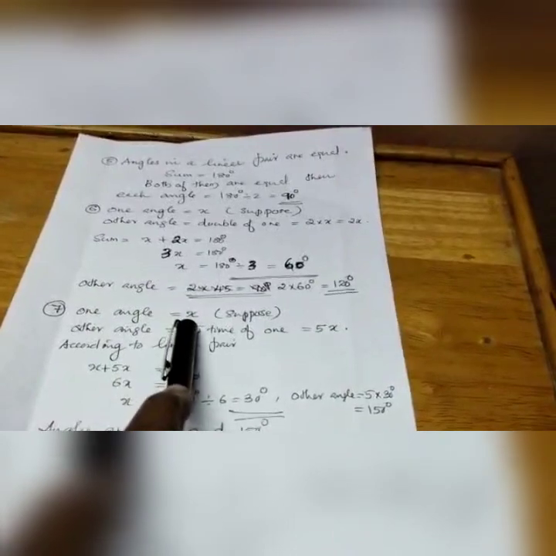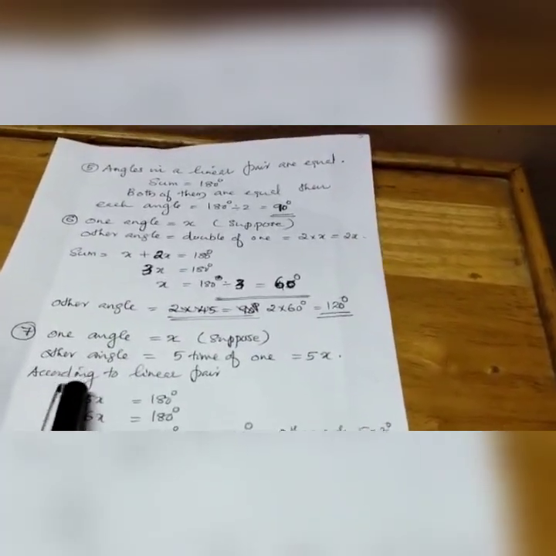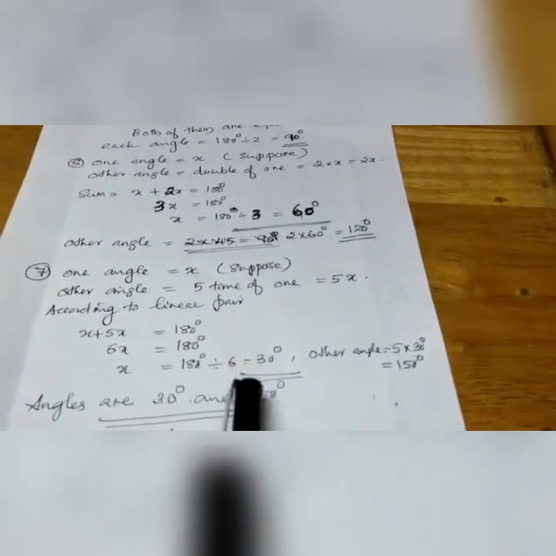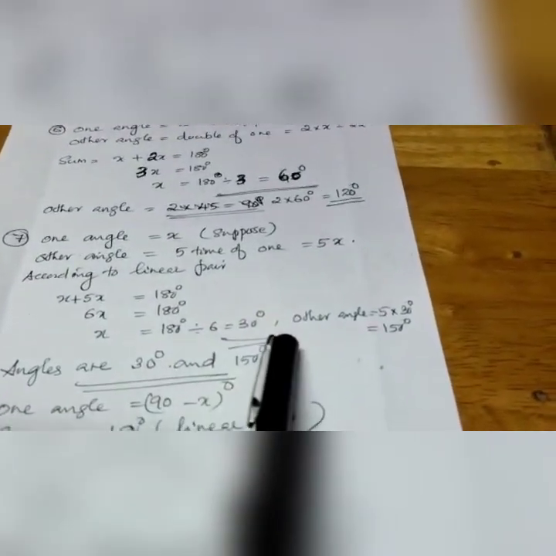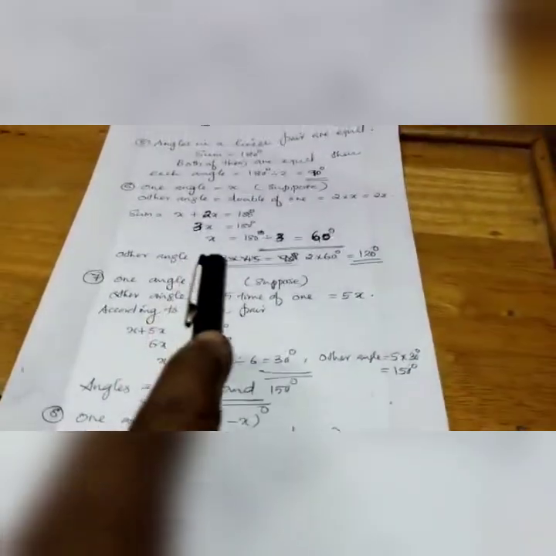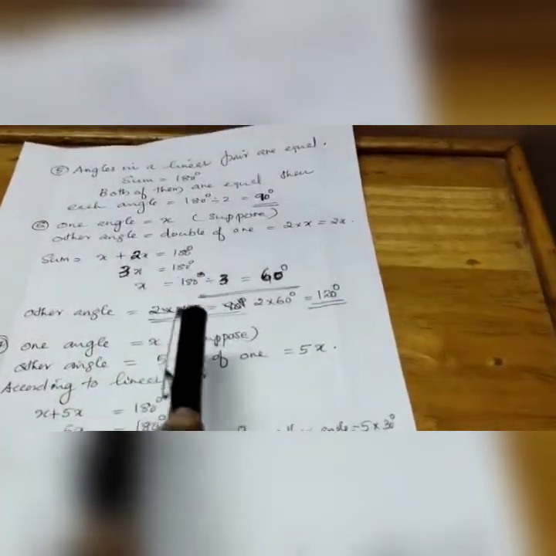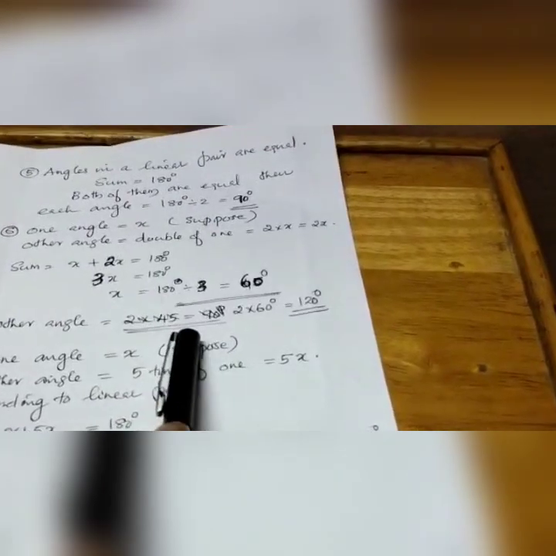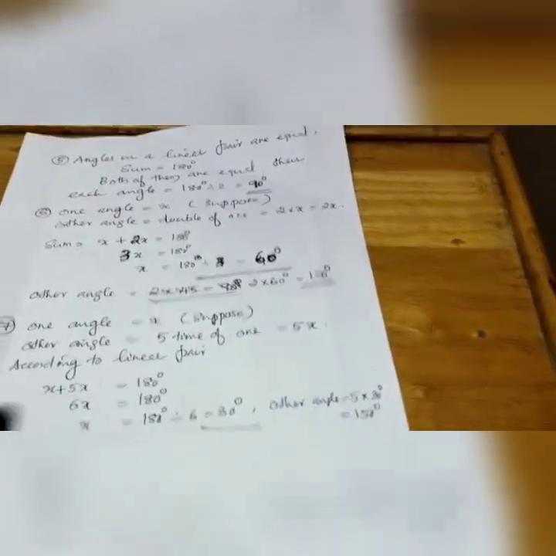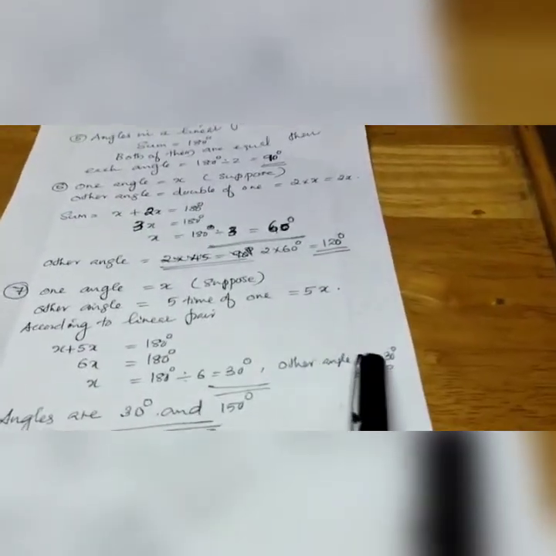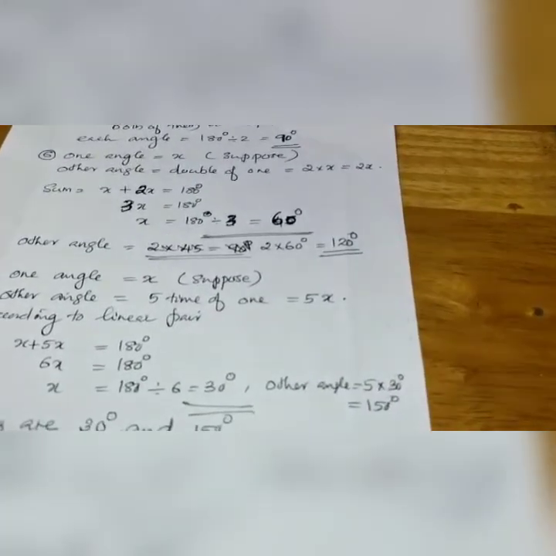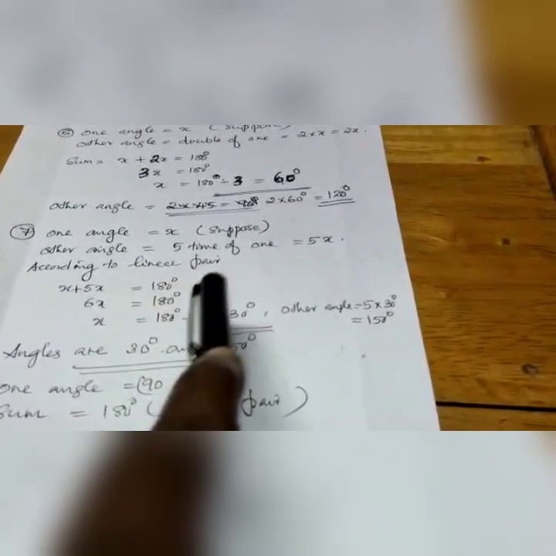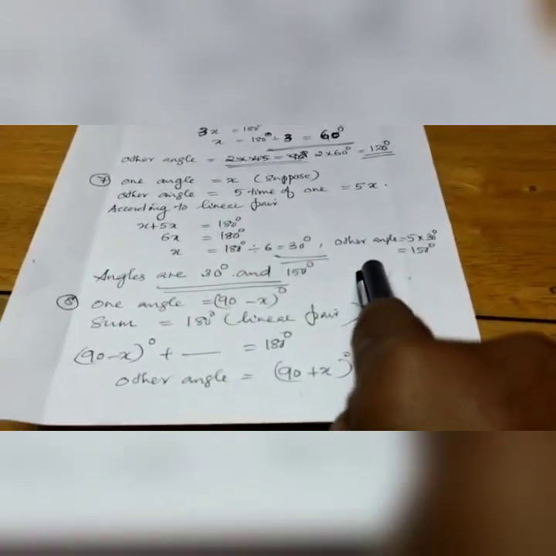x means 1x. 1x plus 5x is 6x, equal to 180. x is equal to 180 divided by 6, that is 30 degrees. The smallest angle is 30 degrees. We supposed an angle is x, then the other angle is 5 times x, that is 5 into 30, that is 150. Angles are 30 and 150.